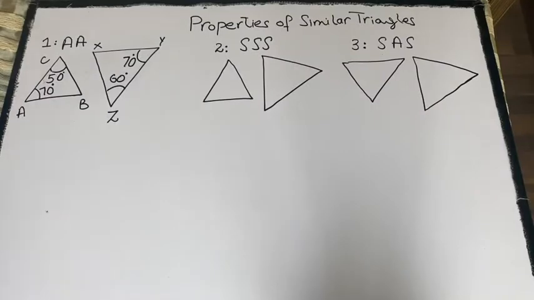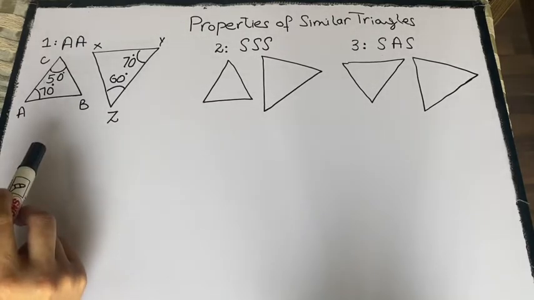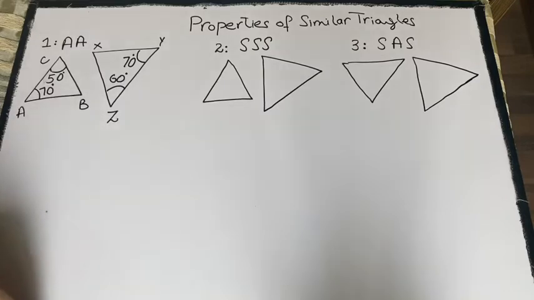Hello everyone. Today's topic is properties of similar triangles. Now we are going to study that if we want to compare two triangles, so either they are similar or not. We are going to have some properties and rules on the basis of which we are going to describe and prove that these two triangles are similar.